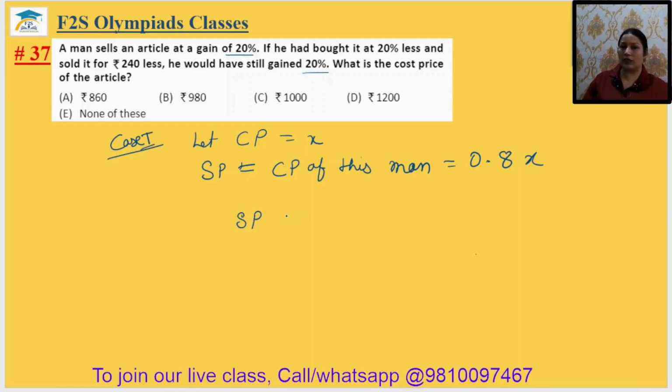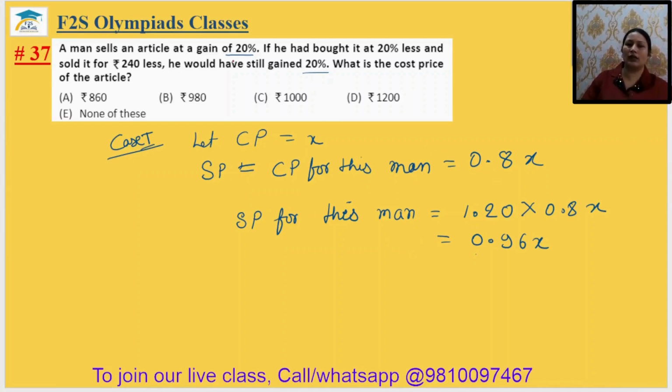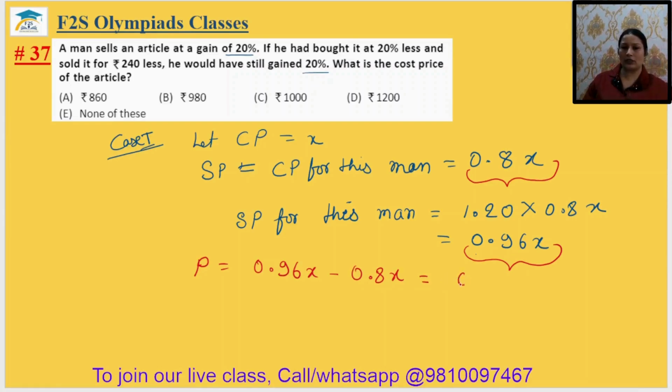तो SP, सेल्स प्राइस फॉर दिस मैन, जो ये खरीद रहा है, ये वाला शॉपकीपर जो है आपका, इसके लिए क्या हो जाएगा एसपी. तो ही इज सेलिंग एट 20%, मीन्स 1.20, 120% मल्टीप्लाई बाय 0.8x. ठीक है, तो दैट इज योर 0.96x. इसका मतलब है ही बॉट द आर्टिकल एट रुपीज 0.8x and he sold the article at 0.96x. ठीक है, तो प्रॉफिट आपका क्या हो जाएगा यहाँ पे, 0.96x माइनस 0.8x इक्वल टू हो जाएगा आपका 0.16x.